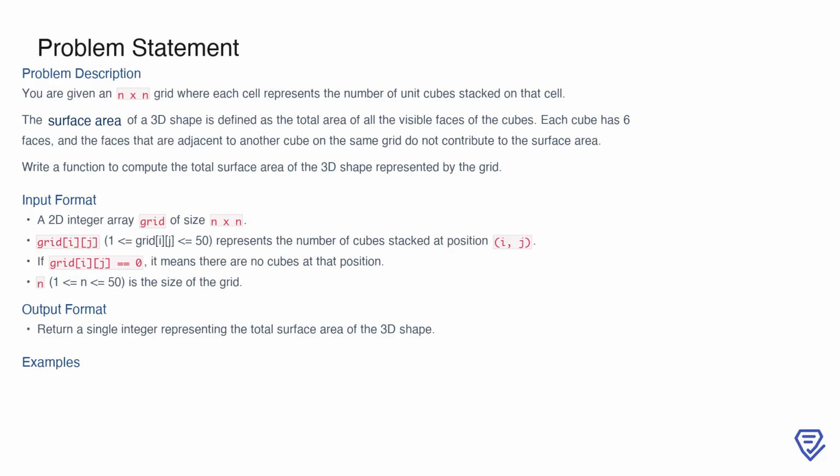The task is to write a function that takes this grid as input and returns the total surface area of the 3D shape formed by these stacks. The grid itself is a 2D integer array, where each element represents the number of cubes at a specific position. If a cell contains 0, it simply means there are no cubes there. The output of the function will be a single integer, which is the total surface area. Let's explore examples to better understand the calculations involved.